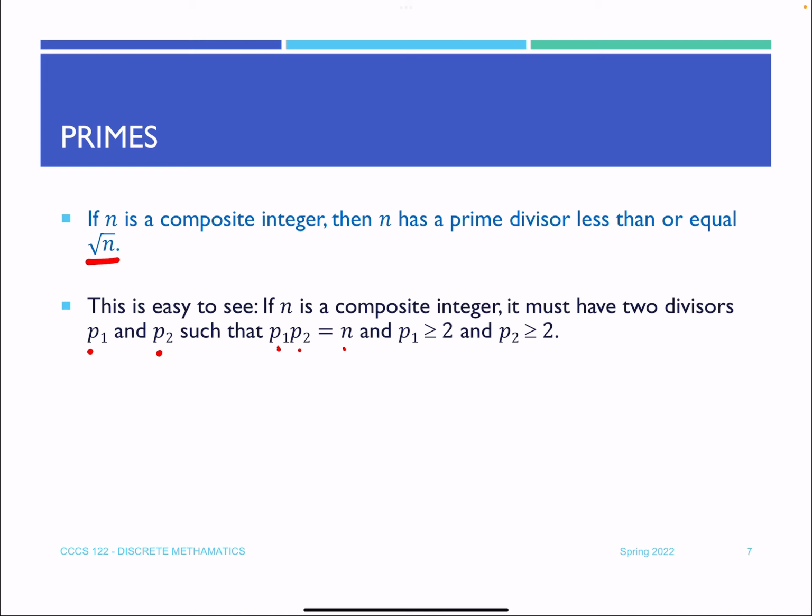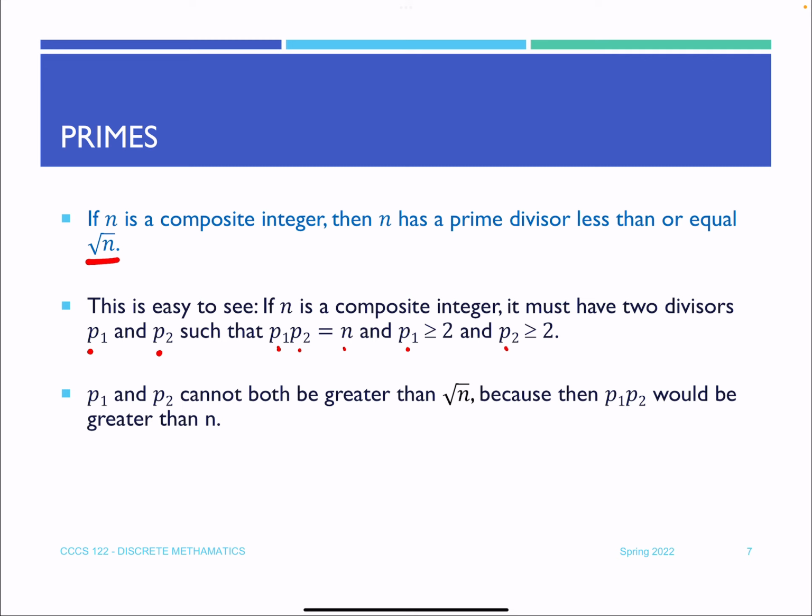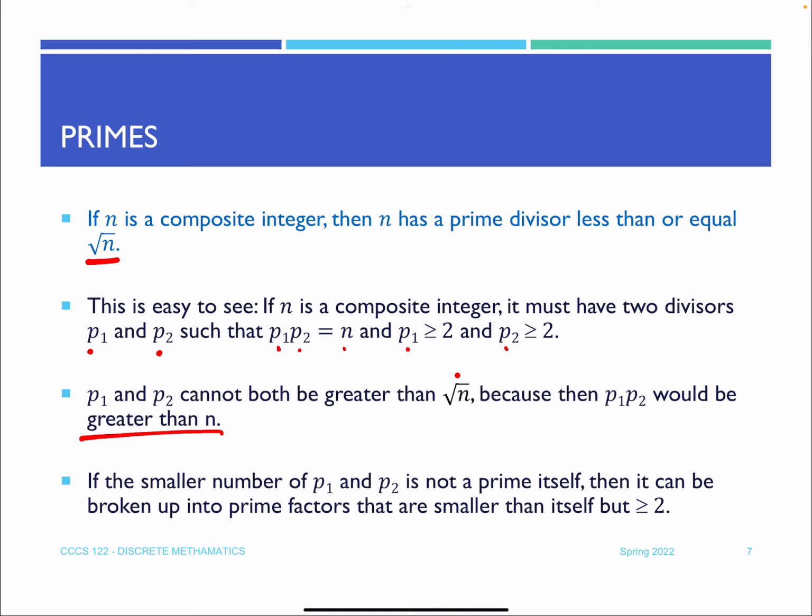And p1 will be greater than or equal to 2. p2 will also be greater than or equal to 2. Remember, we don't include 1 as a factor when we factorize composite numbers. So p1 and p2 cannot both be greater than the square root of n, because that would make p1 times p2 larger than n. Okay. If the smaller of p1 and p2 is not a prime number itself, then that can be broken up into further prime factors, and those of course will be even smaller than itself, but still larger than or equal to 2.